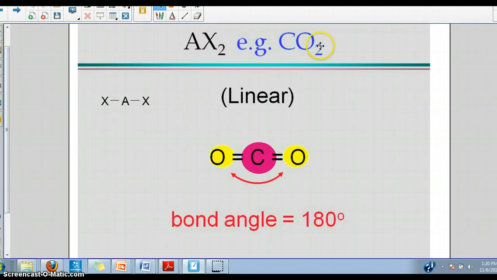Okay, so we have AX2, which is our CO2 example. Here is the structure just shown in AX form. And here we have the same thing. Now, we see that we only have 1, 2 things attached, no lone pairs. So it's going to be AX2.